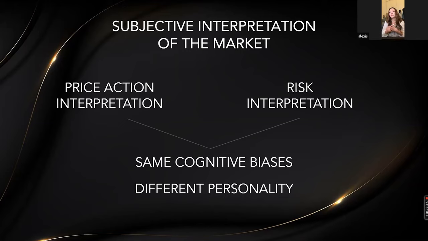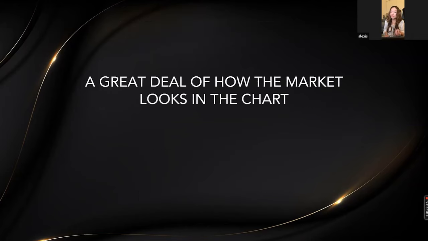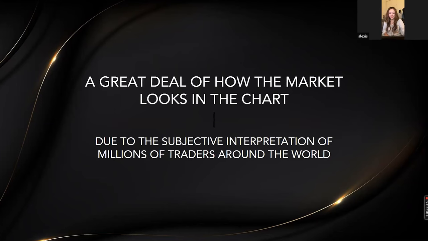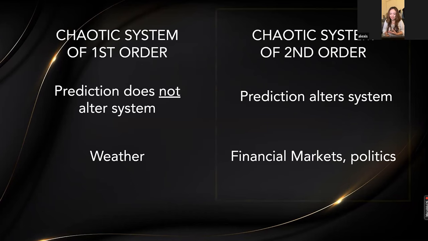One of them might be a trader that likes to leave their trade open and exposed to the market for a longer period of time, for a few days, and the other might be more comfortable closing it in a few hours or as long as it's making profit. And that's why subjectivity is necessary, right? Another reason why subjectivity is necessary is because a great deal of how the market looks in the chart is due to the subjective interpretation of millions of traders around the world. So what do I mean by that?